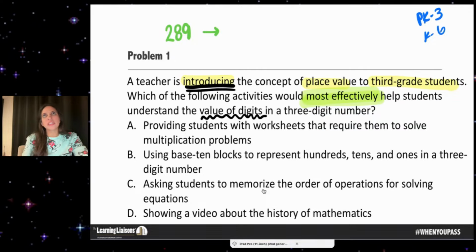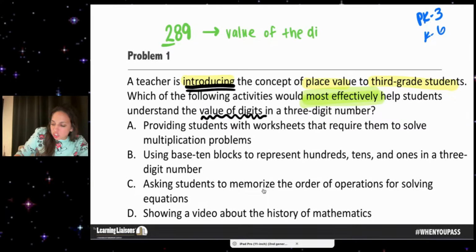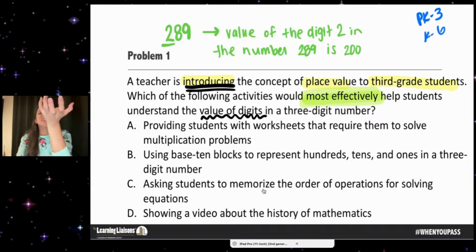289 is bigger than 172, is smaller than 324, right? Like we can reason with that. But what is the value of the 2? The value of the 2 is not 2. The value of the digit 2 in the number 289 is 200 because it's sitting in the 100 spot. And so the 2 has a value of 200. The value of the 8 is 80. The value of the 9 is 9.